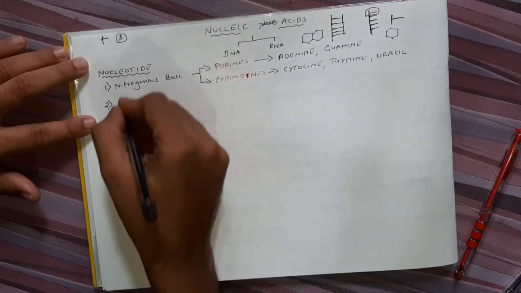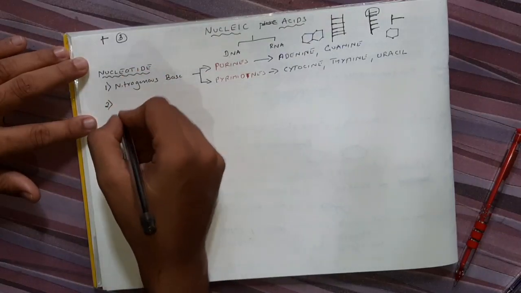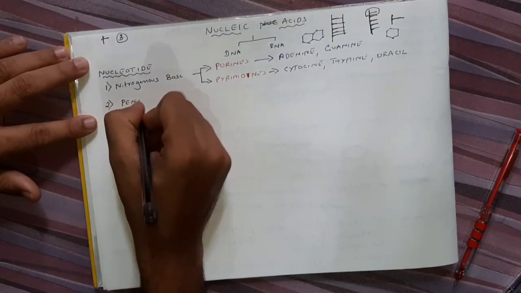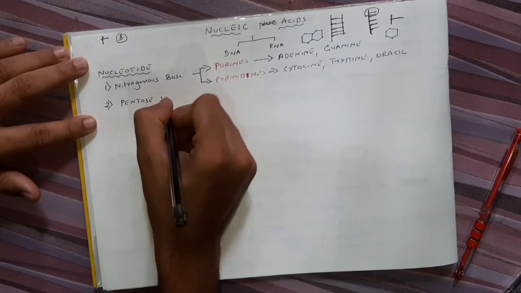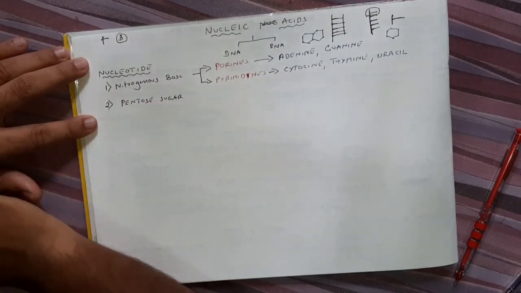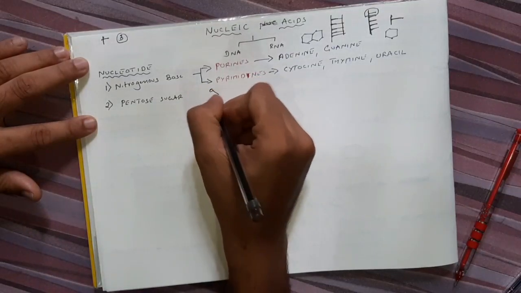So we go to the next part, that is the second part of the nucleotide, the pentose sugar. So what is this pentose sugar? The sugar which looks like this.